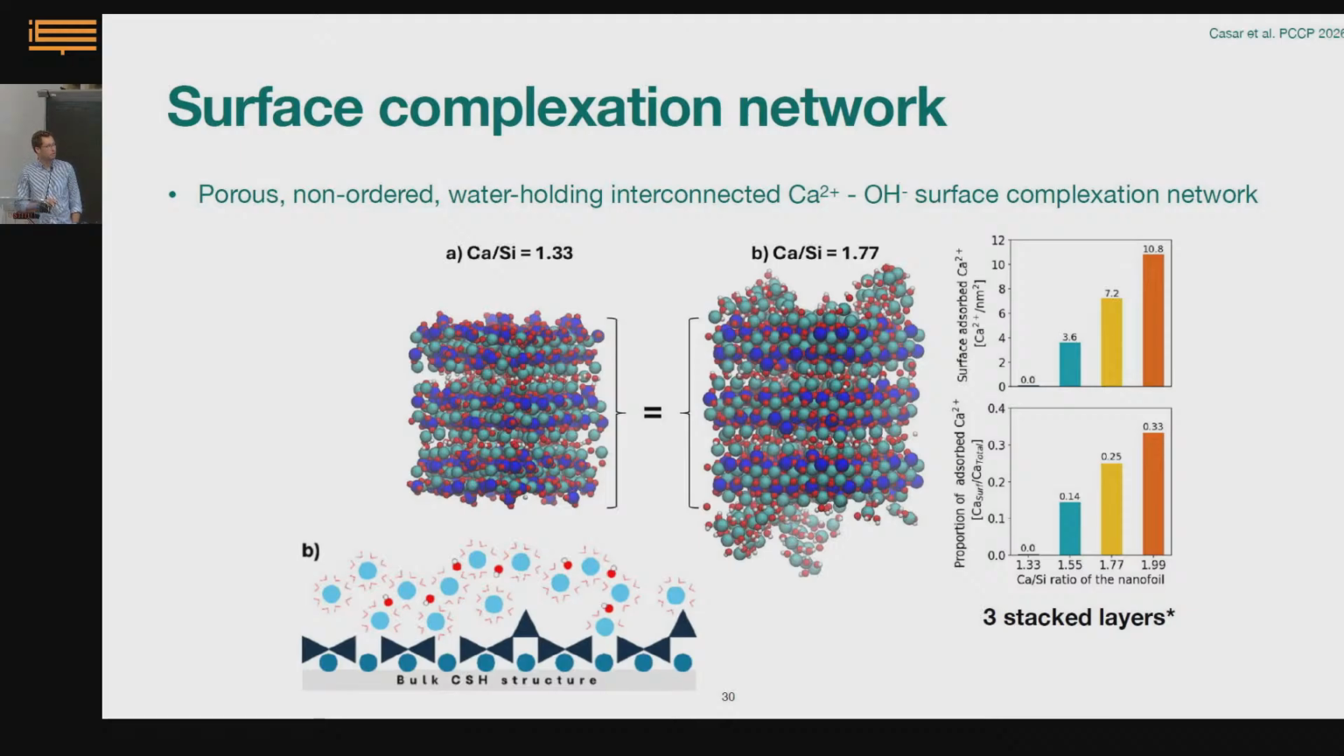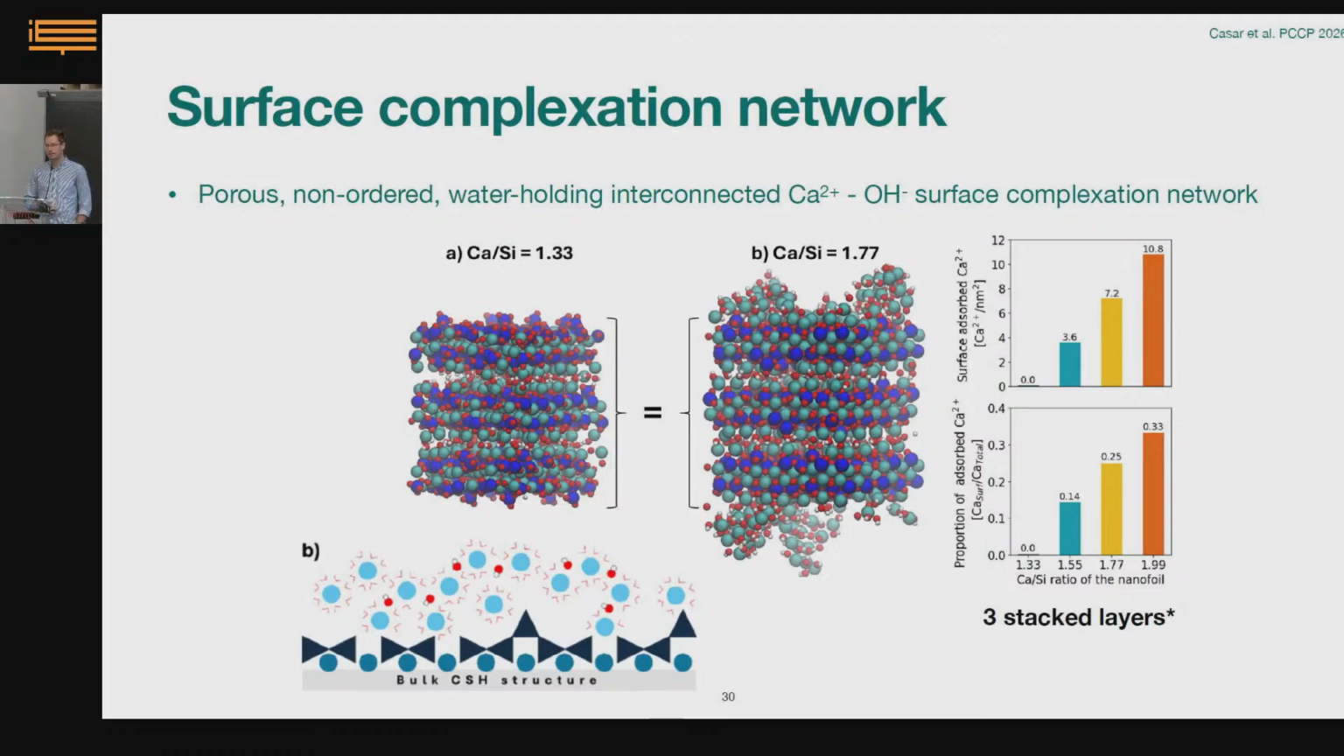where you have no calcium at that point on the surface, and you keep extending this calcium complexation network, you increase the calcium silicon ratio of the entire nanofoil. For example, to go from here to here at 1.7, you can see that you need to adsorb around 7 calciums per nanometer square, which is a lot. You can only do it by creating these networks with OH minuses. And at the end, this ends in a 3-layer stack nanofoil, a CSH nanofoil, where 25% of all the calciums are on the surface.